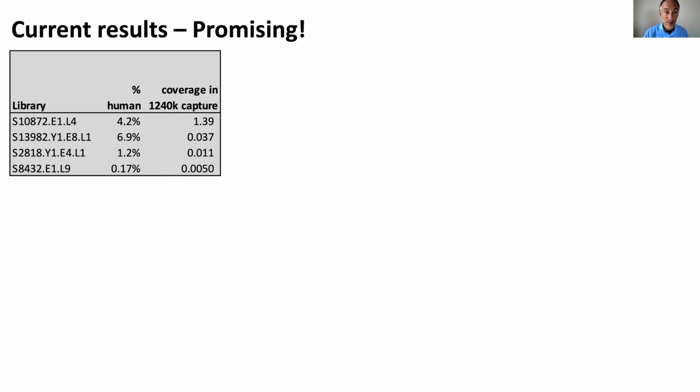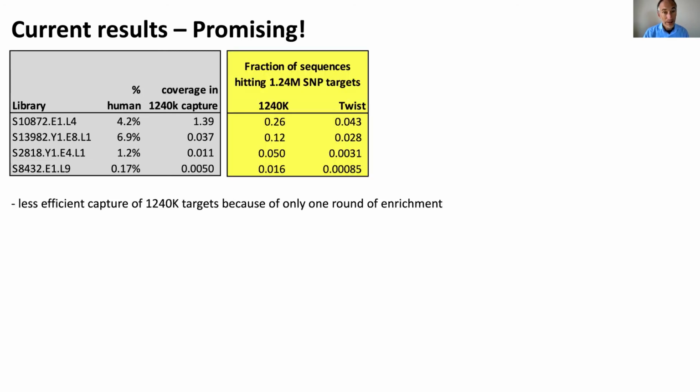And here are the coverages from 1240K capture, which ranged from 1.4-fold average coverage on the targets to 0.005-fold on those targets, so a really huge range of coverage. One thing that we immediately notice is that when you run 1240K versus Twist, Twist performs much less well from the perspective of the fraction of the sequences hitting the 1.24 million targets. It's only, for example, for the best library, 4% compared to 26%.